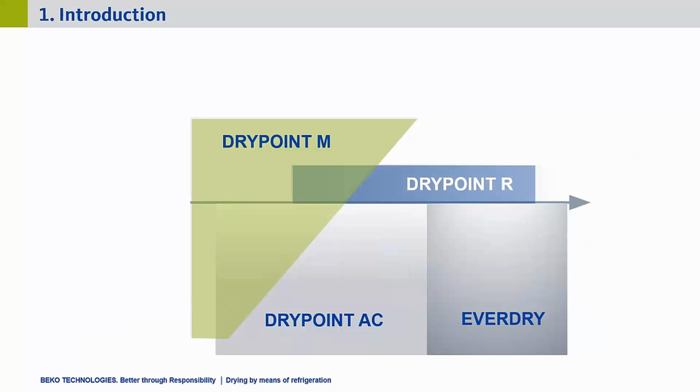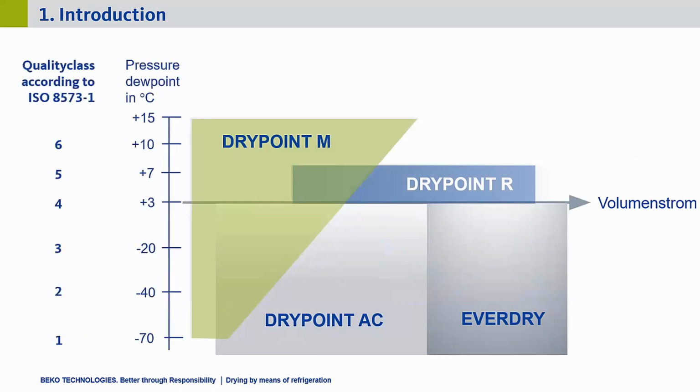Indeed, the x-axis represents the volume flow, from left to right increasing in size. And the y-axis represents the dew points at the outlet of the dryer, which are possible with the respective drying method. These are compared with membrane dryers, known to us as DRYPOINT M, which you can see here.